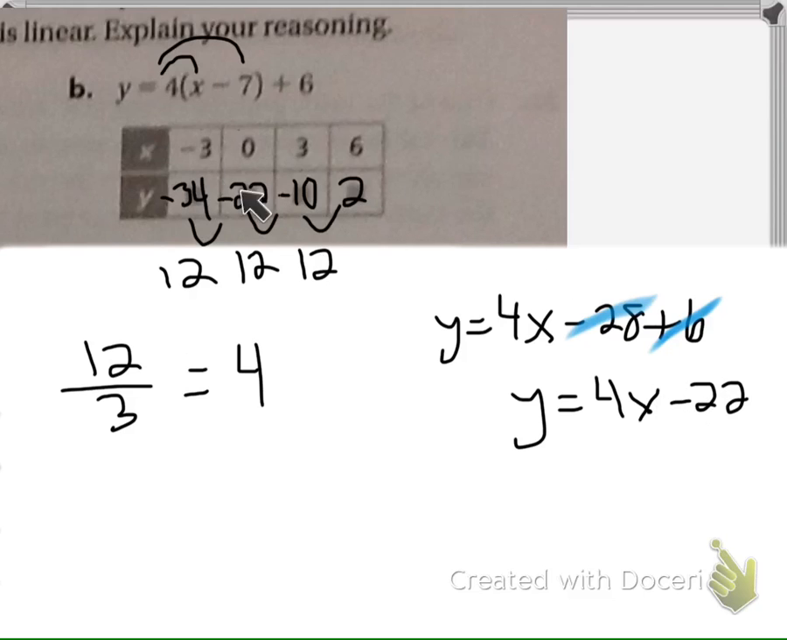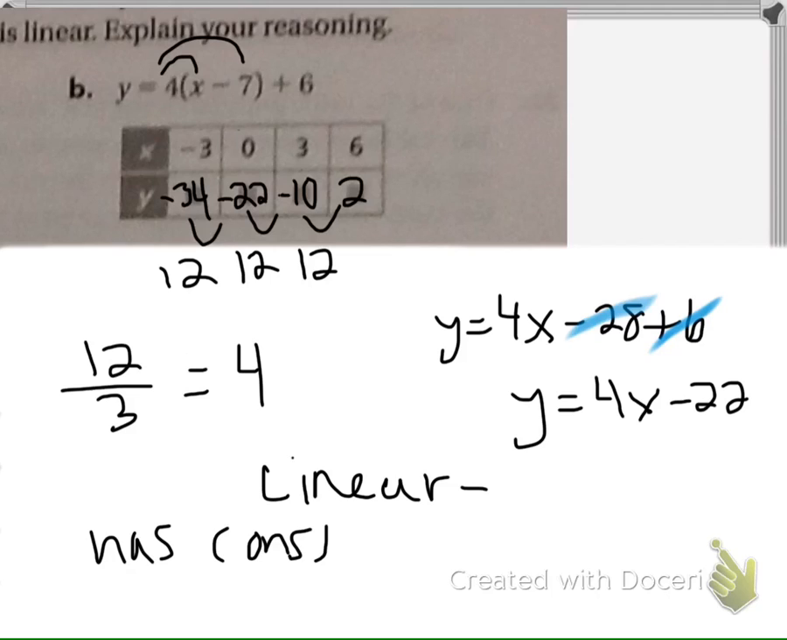So yes, the table helps me realize if it's linear, but the equation also tells me if it's linear, if I have a coefficient in front of the x and if I have a y-intercept. So this one is linear, it has a constant rate.